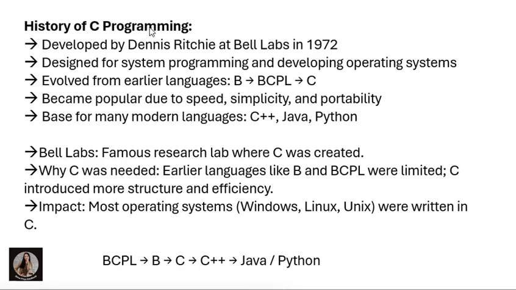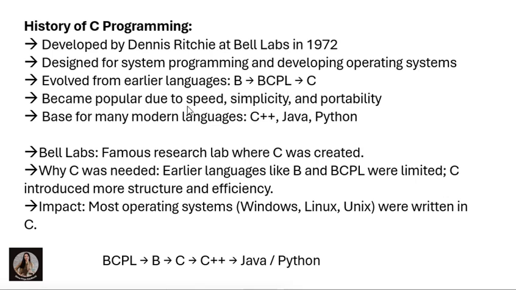Let us see the history of C programming. It was developed by Dennis Ritchie at Bell Labs in 1972. Bell Labs was a famous research lab where the C programming language was created. It is designed for system programming and developing operating systems, that is Windows, Mac, Linux, anything. And it evolved from earlier languages like B and BCPL.